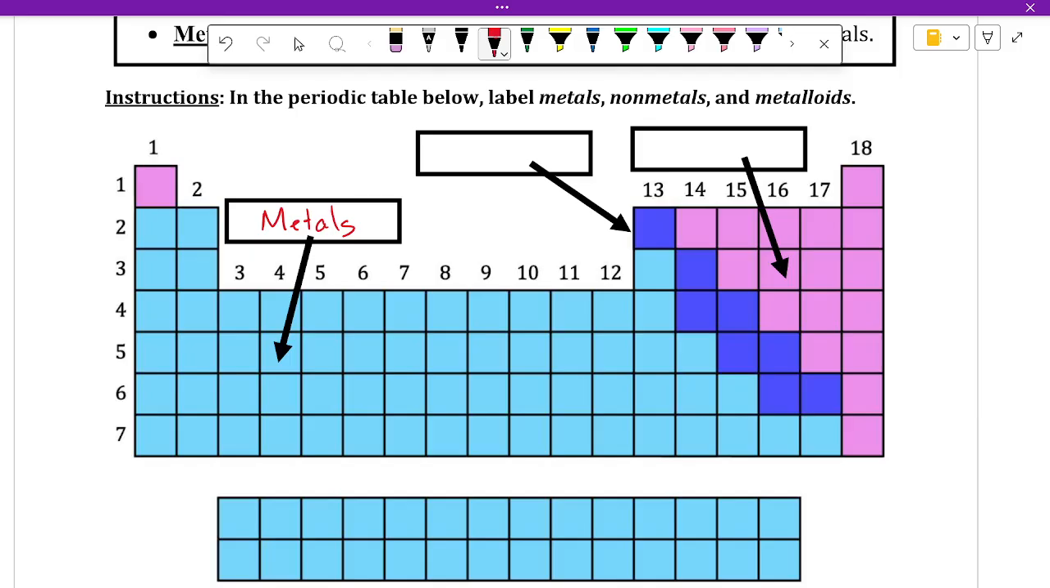Pink ones are nonmetals. You can do it on the yellow one, or you can do it on here. It's really up to you, okay? So we have our metals, we have our nonmetals, and then we have this third category, which are called the metalloids. Okay, so metalloids.